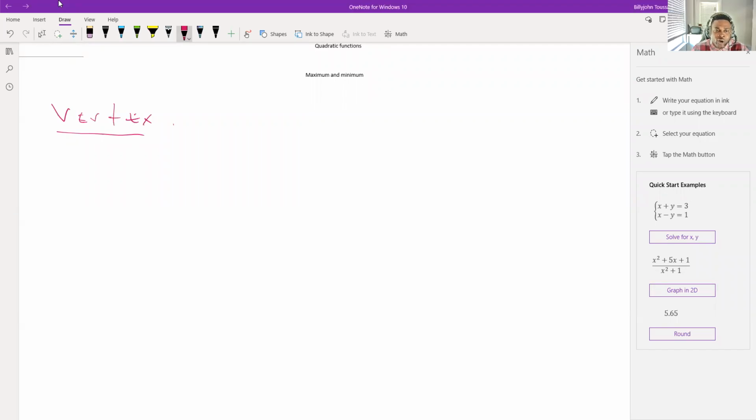So remember the vertex form is f of x equals a times (x minus h) squared, plus k, where your vertex is equal to (h, k), right? And your symmetry is x equals h, right?